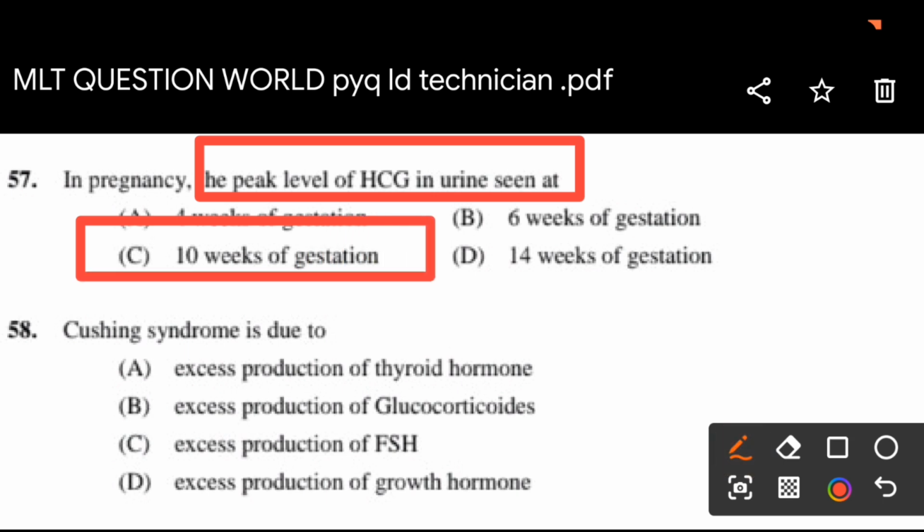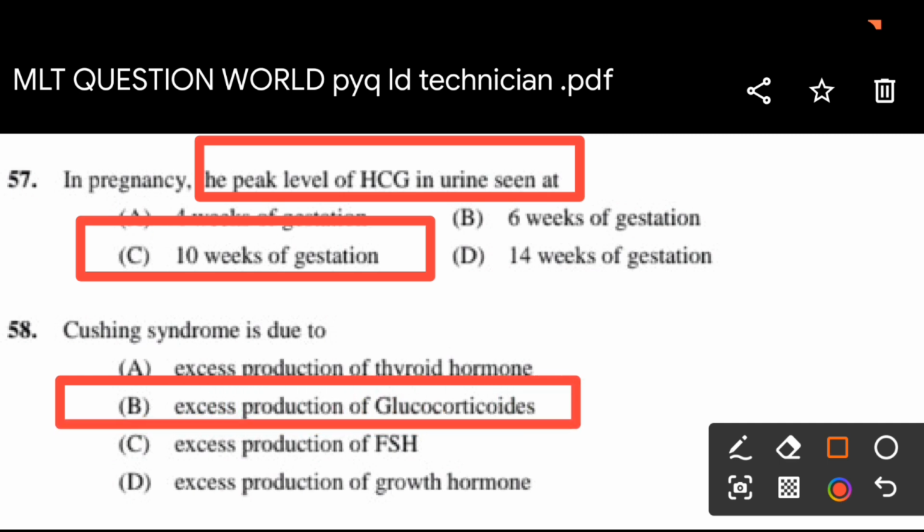Then, Cushing syndrome is due to excess production of thyroid hormone, excess production of glucocorticoids, excess production of FSH, excess production of growth hormone. Cushing syndrome is due to excess production of glucocorticoids.